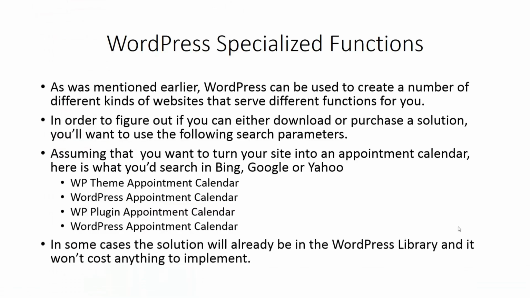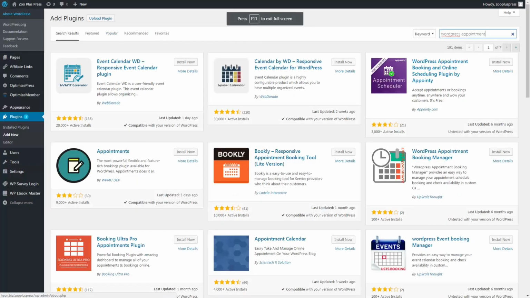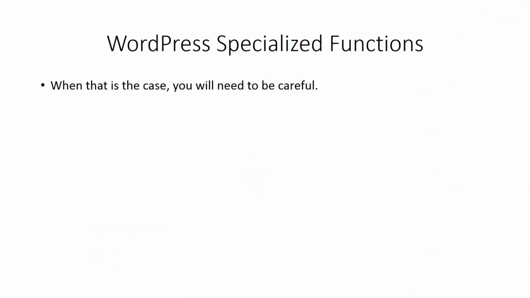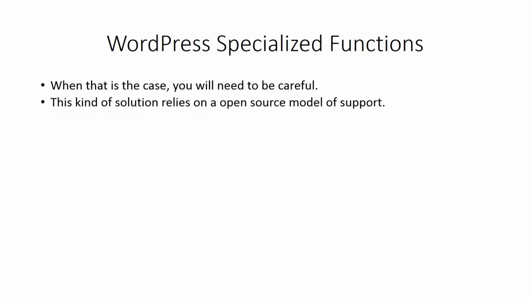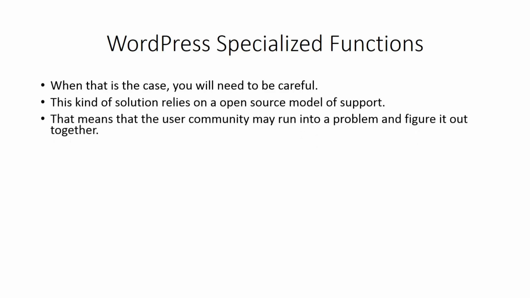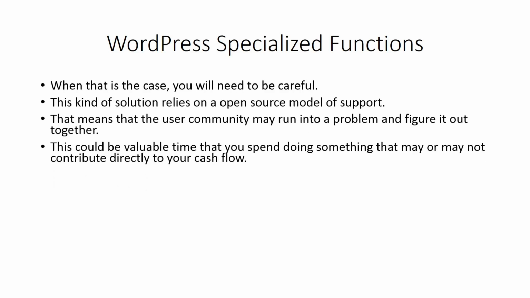Now in some cases, the solution will already be in the WordPress library and won't cost anything to implement it. And you'll see this may be the case if you go searching for something like a plugin. Now, when that is the case, you are going to need to be careful. This kind of solution relies on an open source model of support. That means that the user community may run into a problem and figure it out together. Now, waiting for this to happen, this could be valuable time that you spend doing something that may or may not contribute directly to your cash flow.